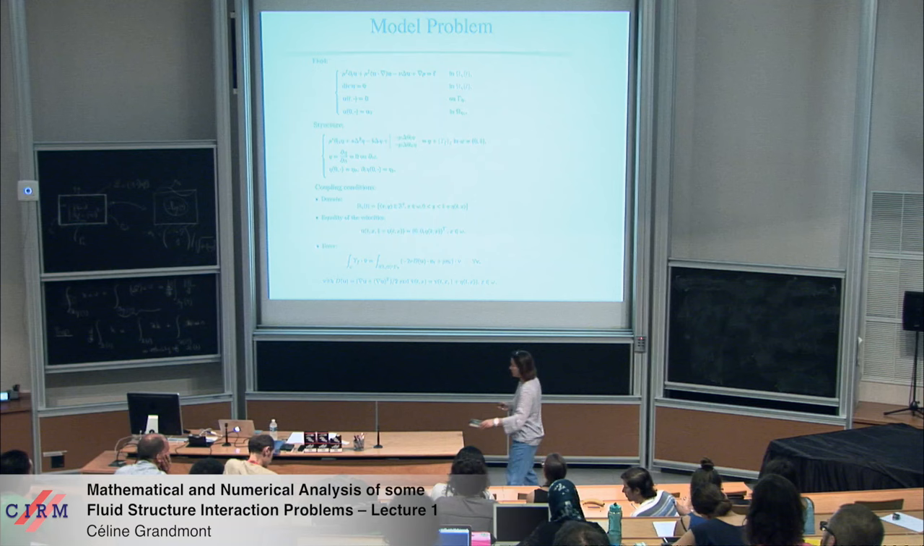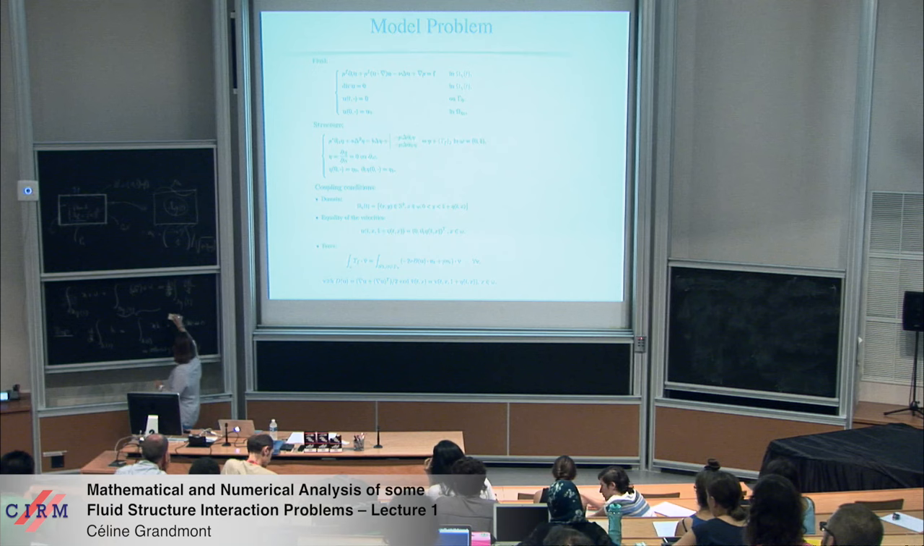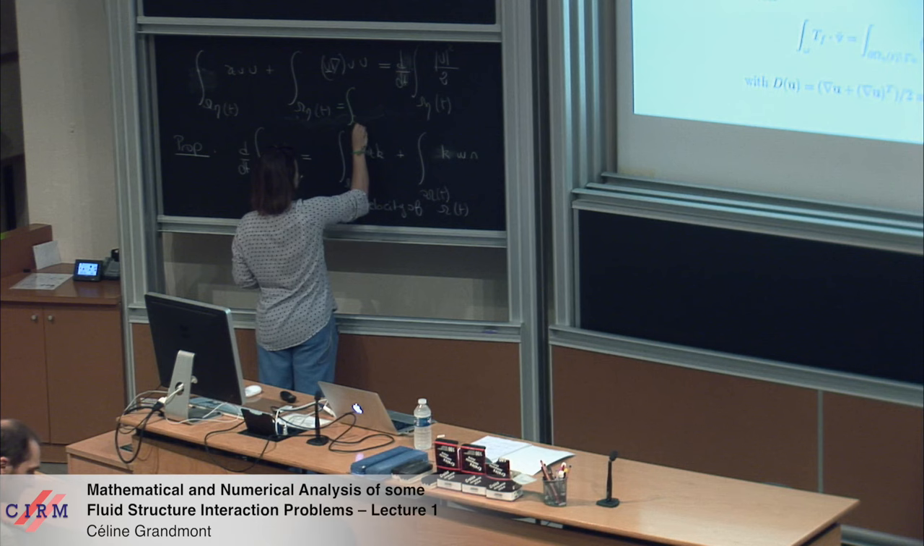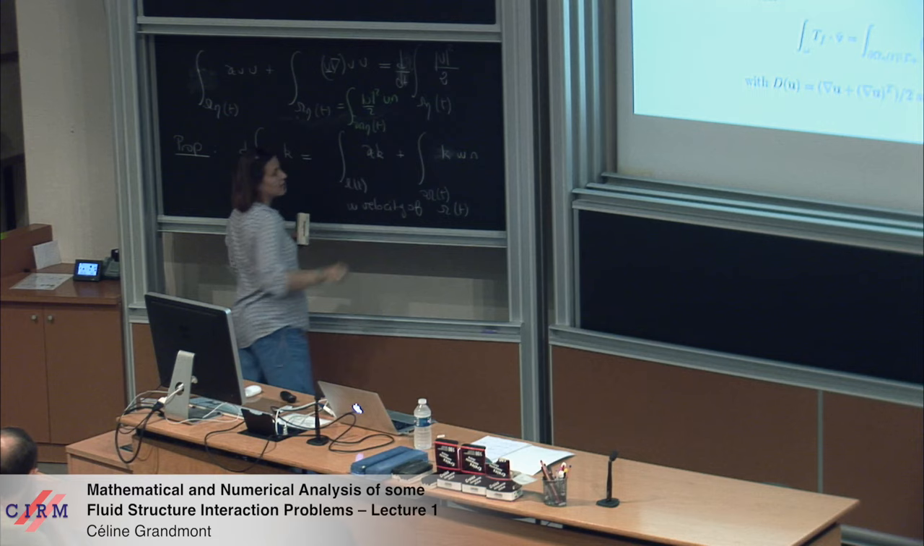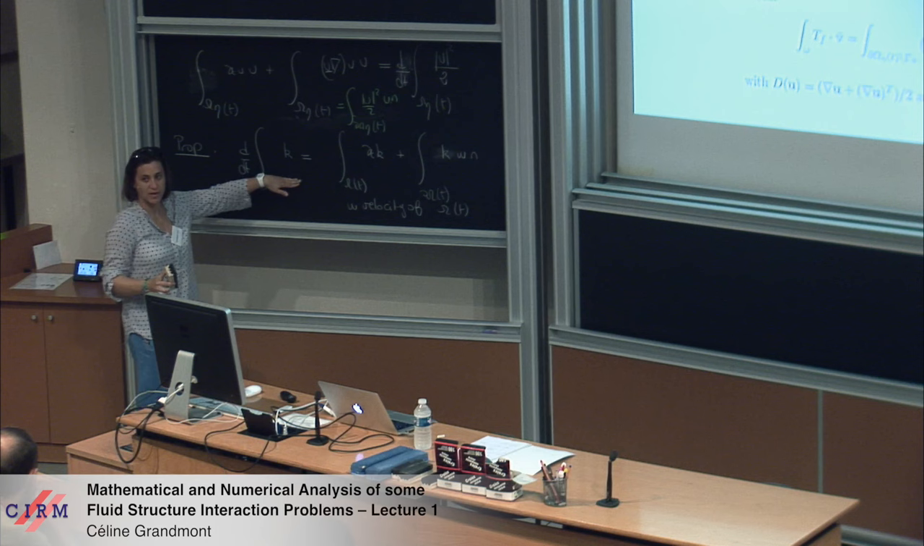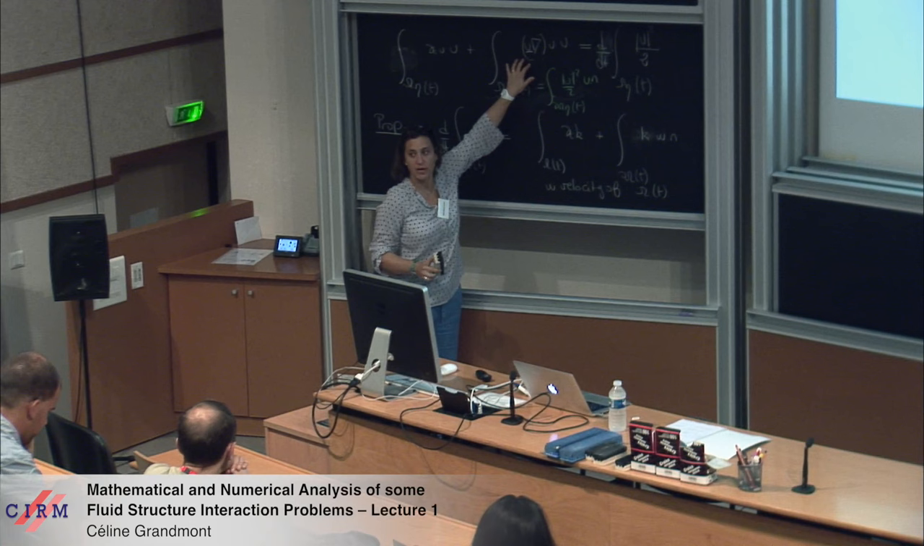So maybe I should give an explanation before. This term can be written thanks to an integration by parts like this. Is it clear for everyone? So to make the link between this property and this equality, you have to write this term thanks to an integration by parts. Why do you have that?